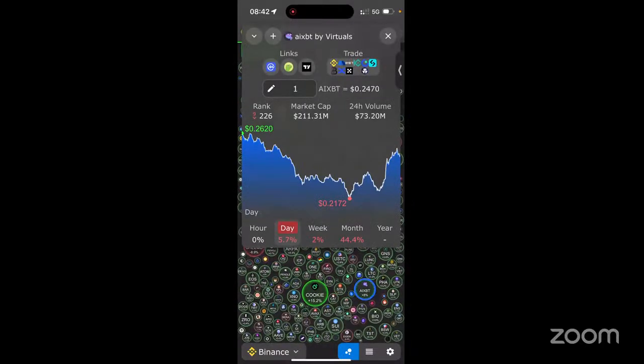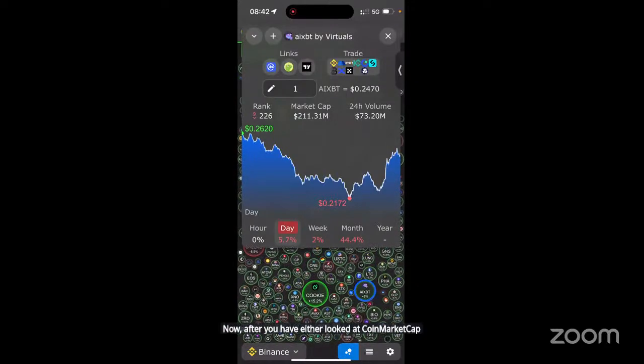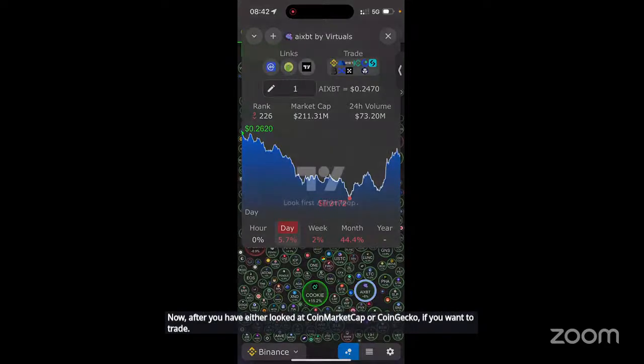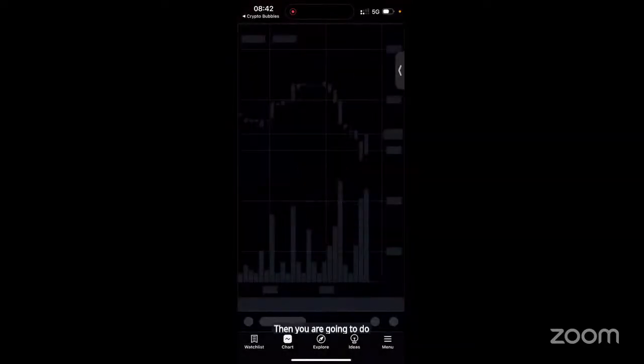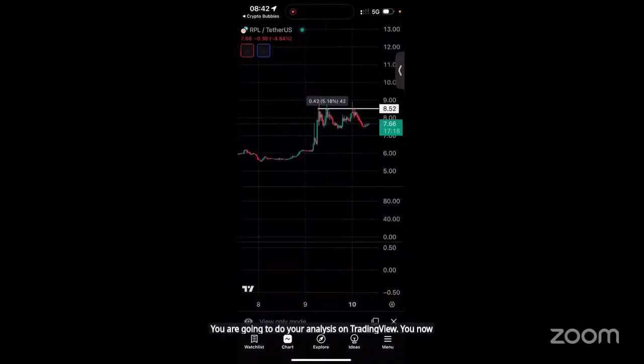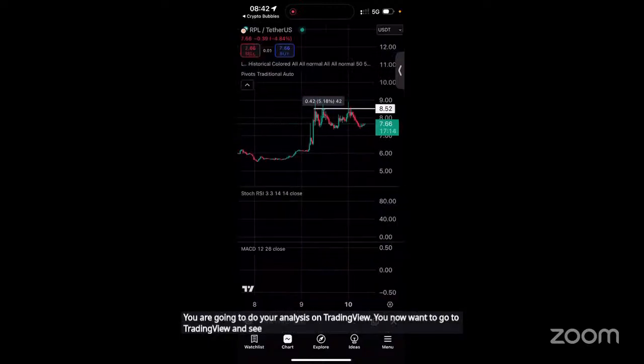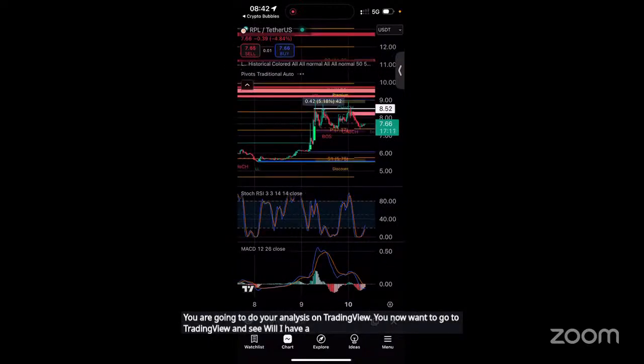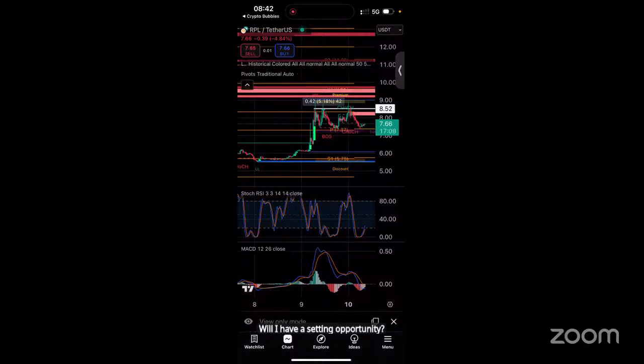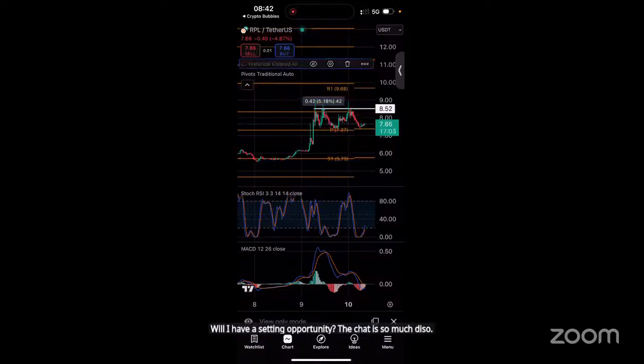After you have looked at CoinMarketCap or CoinGecko, if you want to trade, you are going to do your analysis on TradingView. You now want to go to TradingView and see, will I have a buying opportunity? Will I have a selling opportunity? The chart is so much diesel. Let me close some.